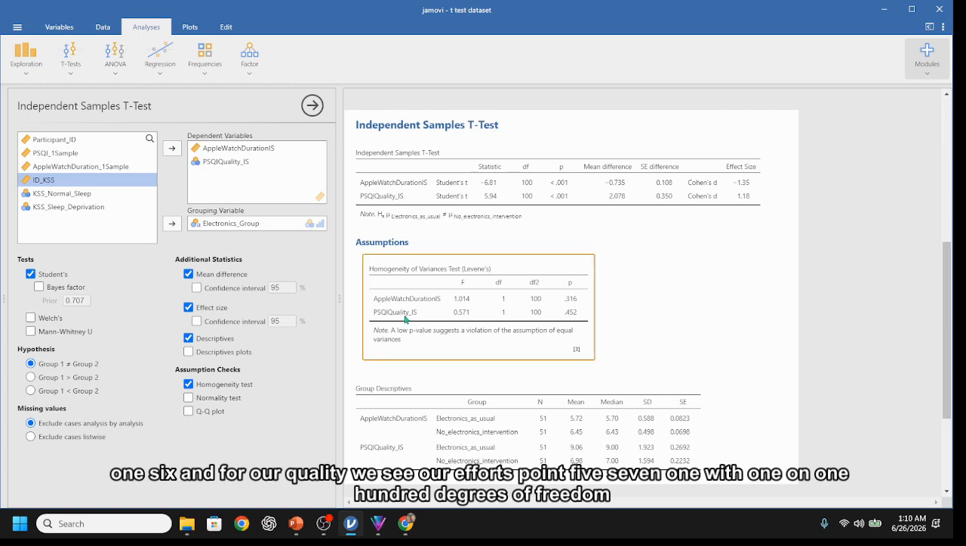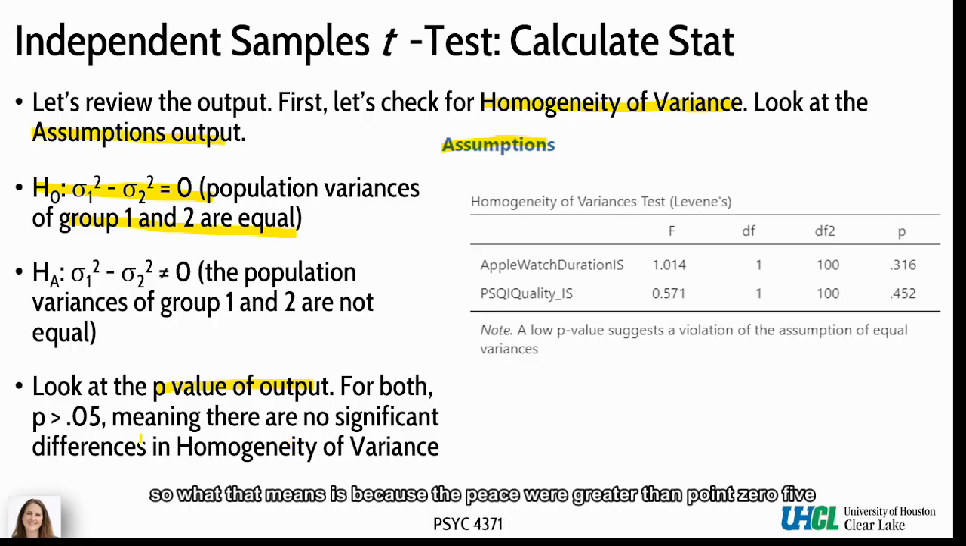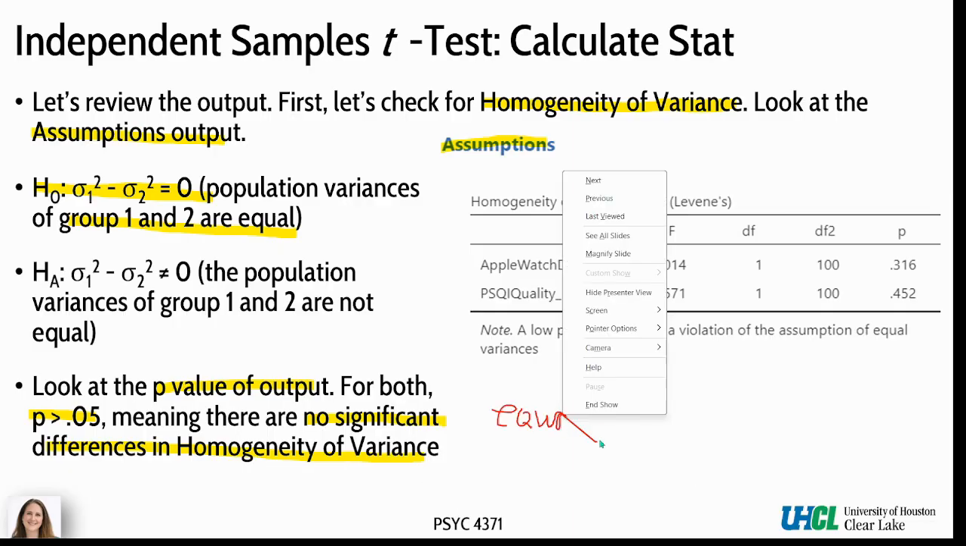And for our quality, we see our F was 0.571 with 1 and 100 degrees of freedom, and our p was 0.452. So what that means is because the p's were greater than 0.05, there was no significant difference in our homogeneity of variance. In other words, our variances were equal, and that's what we needed to prove. We have equal variances.